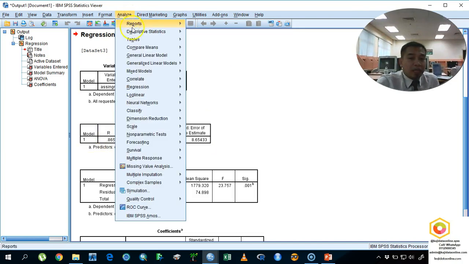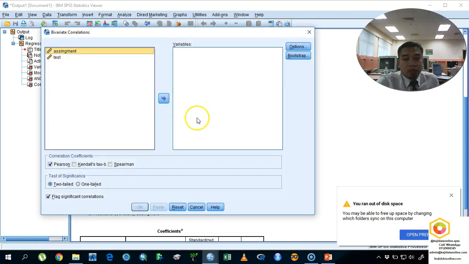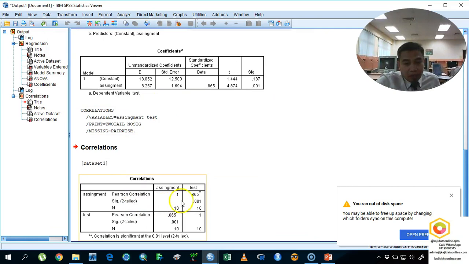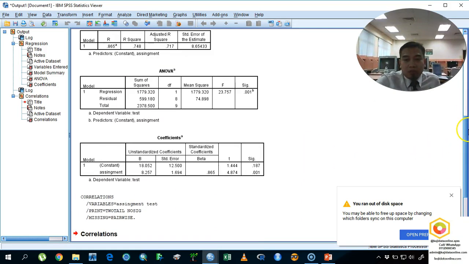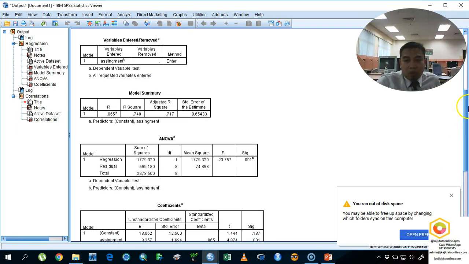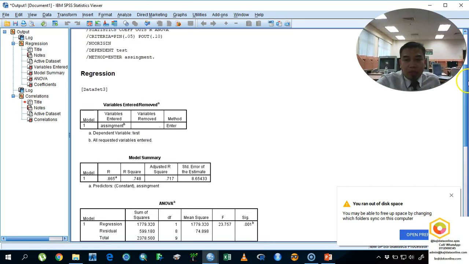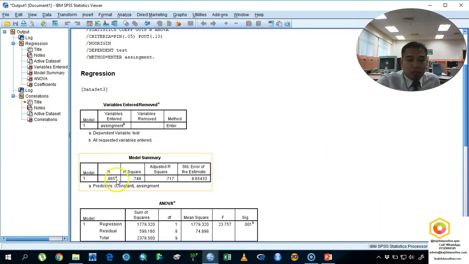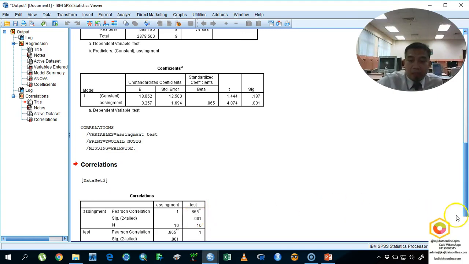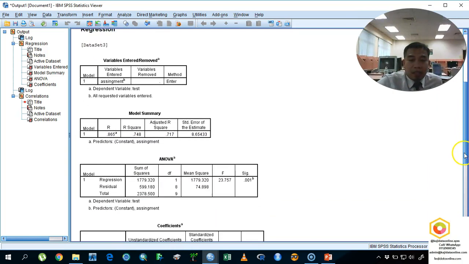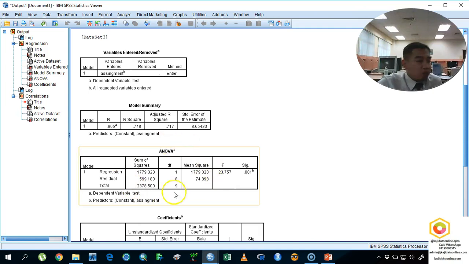So the R value actually is what? You can try to look into this. Okay, you can look into this. So your R value is actually your Pearson correlation, your multiple correlation coefficient. So this one, multiple correlation coefficient is actually your R. Your R if you are using the correlation. This big R is your multiple correlation coefficient. It is the same as your Pearson correlation. This Pearson correlation is 0.865.